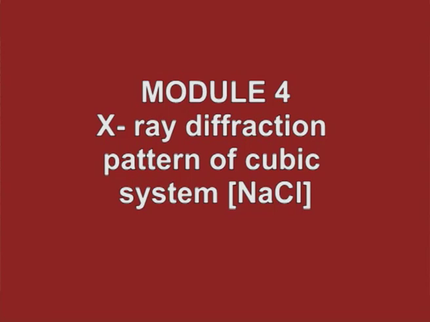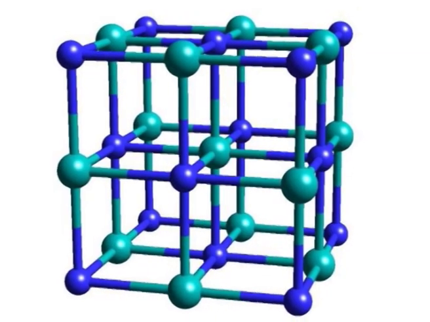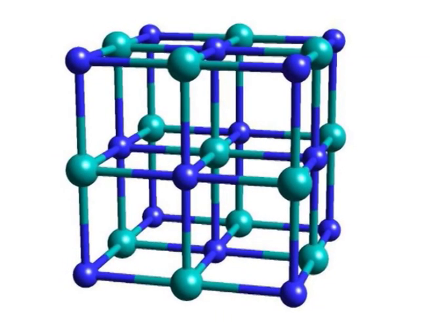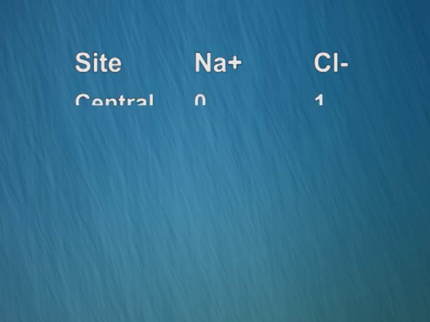Now coming to module 4, X-ray diffraction pattern of the cubic system, NaCl. This structure shows sodium chloride crystallized in the space group Fm3m, with the stoichiometry formula from the unit cell for the sodium chloride structure.